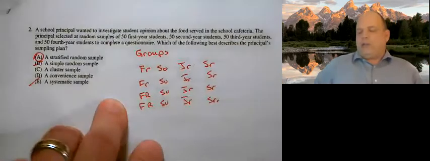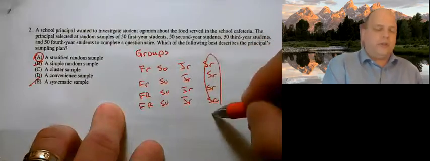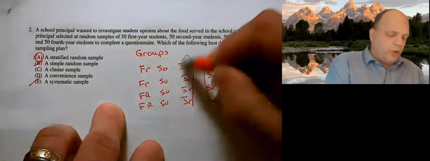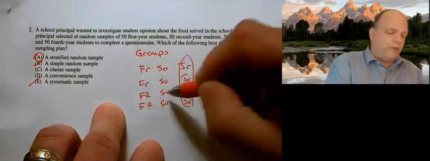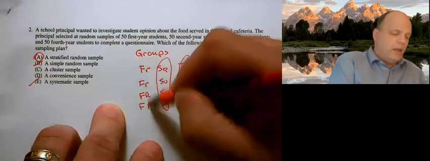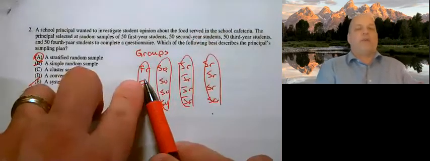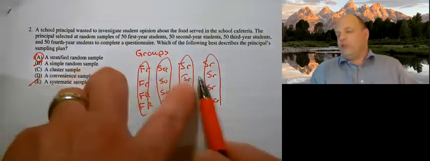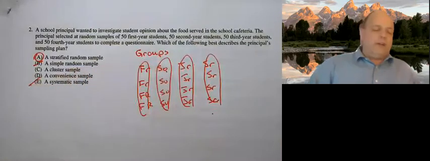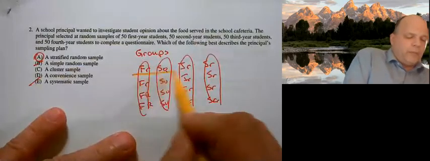In the stratified sample, this is a group, and then I'd randomly select from that group. This is a group, I go to that group and randomly select from that group. This is a group, I randomly select from that group, and this is a group, and I randomly select from that group. This way, I'm ensured of representing freshmen, sophomores, juniors, and seniors. But I could have done this by a cluster by doing it slightly differently.